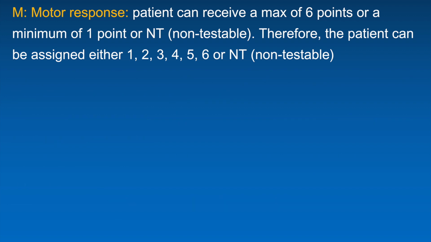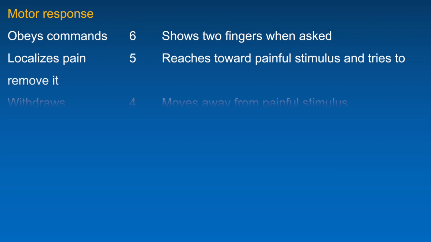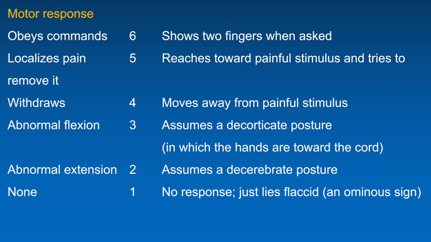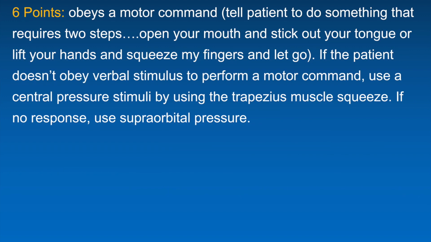Next is motor response. The patient can receive a maximum of 6 points or a minimum of 1 point or not testable. Therefore, the patient can be assigned either 1, 2, 3, 4, 5 and 6 or not testable. 6 points: the patient may obey a motor command. Tell the patient to do something that requires 2 steps. For example, open your mouth and stick out your tongue, or lift your hands and squeeze my fingers and let go.